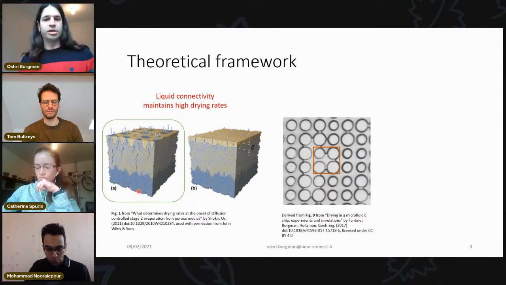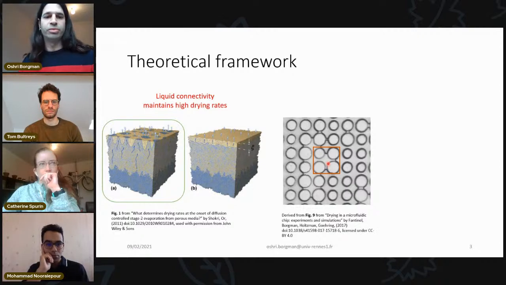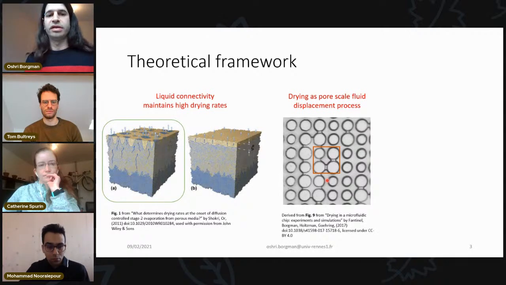And another phenomenon that was described a long time ago, more than 30 years ago, but this is a nice recent example from a microfluidic drying experiment, is that we can view this drying process as a sequential fluid displacement process at the pore scale. So during drying and evaporation, the pressure of the liquid in the pore decreases, and that will lead to capillary displacement, or to overcoming the capillary threshold in the throat, and then air can displace the water. And when we have a sequence of these events, this is a pore-scale description of the drying process.